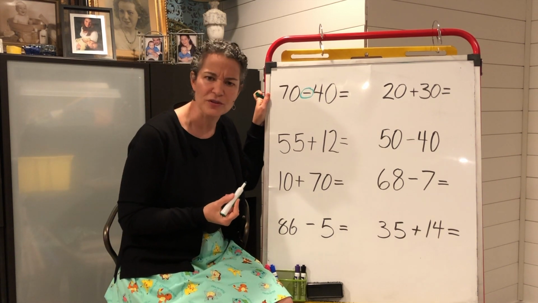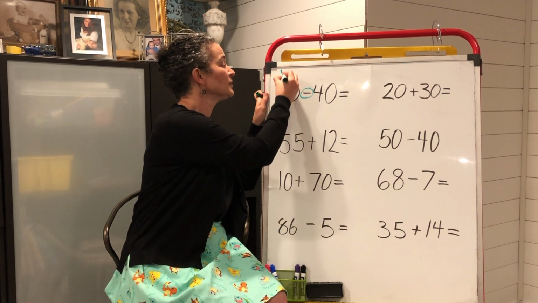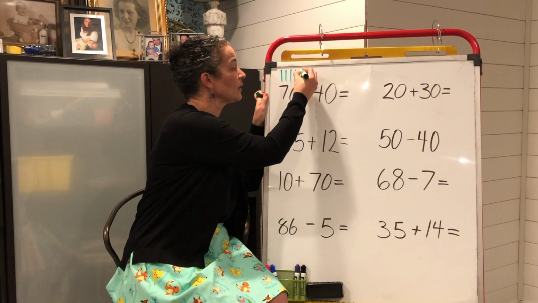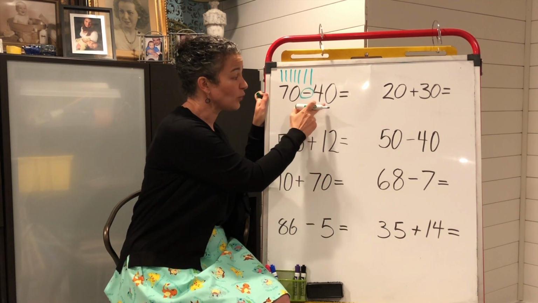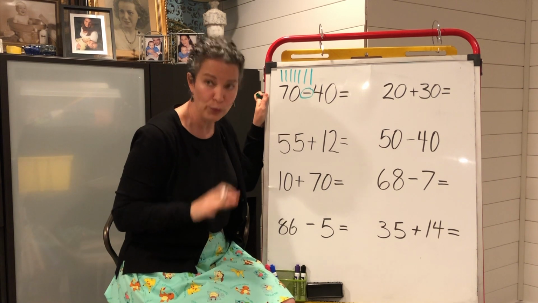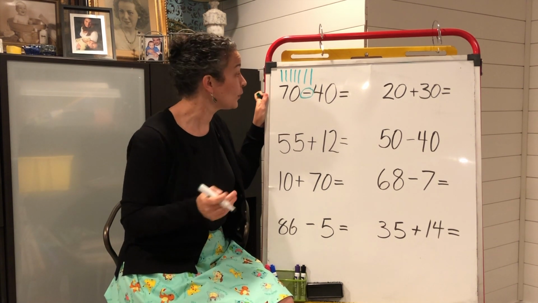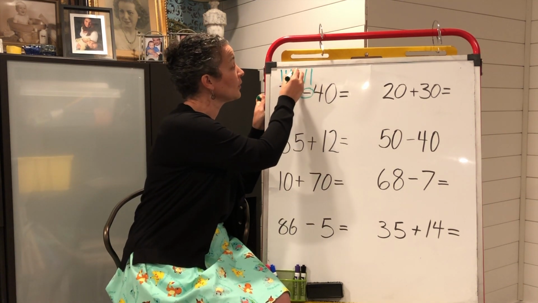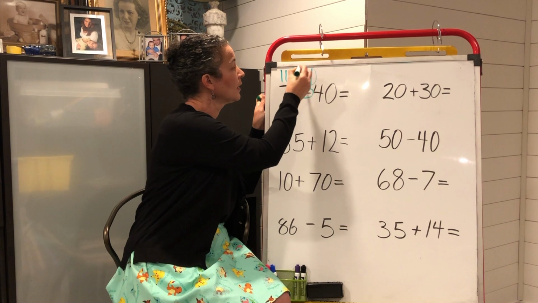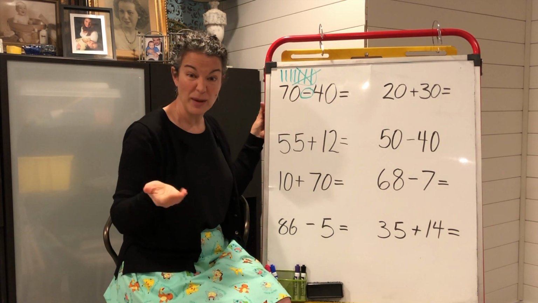70. How many 10s are in 70? You're so smart. Yes, there's 7 10s. 10, 20, 30, 40, 50, 60, 70. And now, my friends, we're subtracting, so I have to cross out 40. How many 10s are in 40? Yes, you're right. There are 4 10s. So, my friends, I'm going to circle 4 10 rods, and I'm going to cross them out. And then I just have to count up to find my difference.